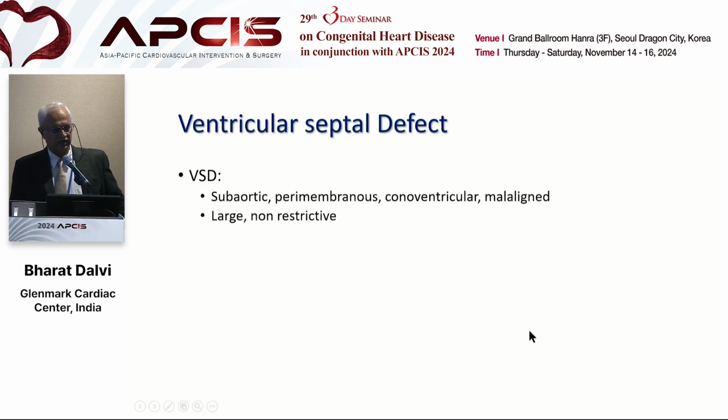So VSD in tetralogy is described in many ways. Some call it subaortic, some others perimembranous, conoventricular, or malaligned. Physiologically, most of these defects are large and non-restrictive. And when you say large, it is at least as large as or larger than the aortic root, and non-restrictive physiologically means that the pressures on either side of the septum are equal.